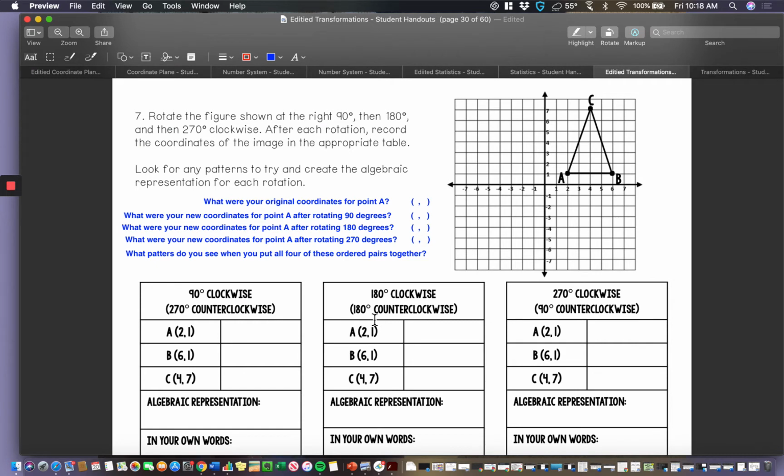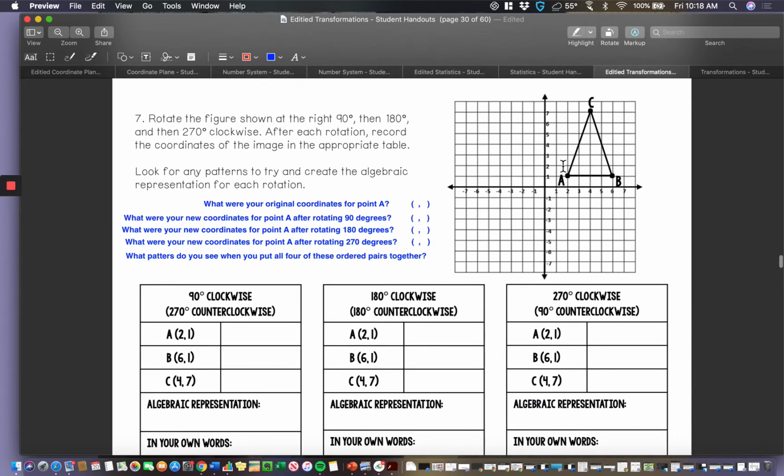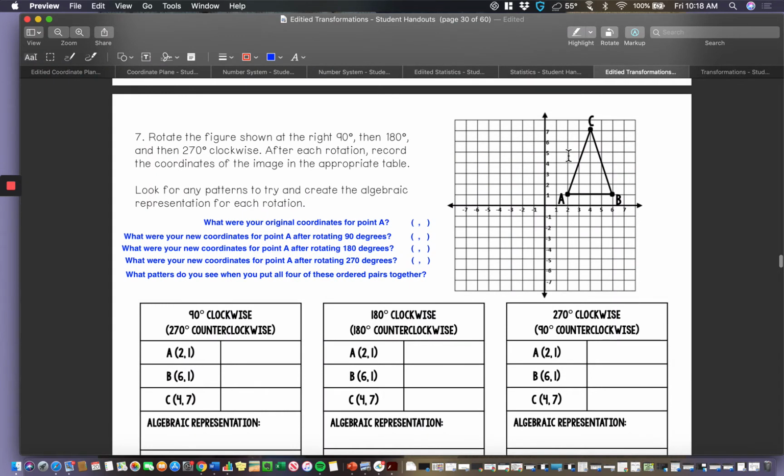What they did for us is they put it here already, and those coordinates are going to be listed right here. And I already know those are the right answers, right? A is 2 and 1. These are the coordinates for this triangle right here. So then it says rotate it to the right 90 degrees. When you're done rotating this figure 90 degrees, you've got to put the coordinates there. So you're going to need to rotate it 90 degrees clockwise. We're going to be moving this figure around this way.